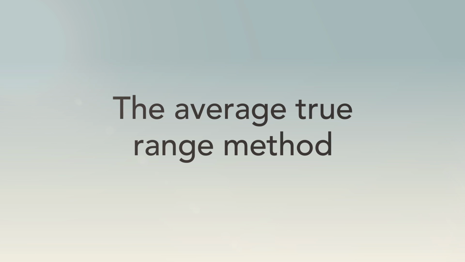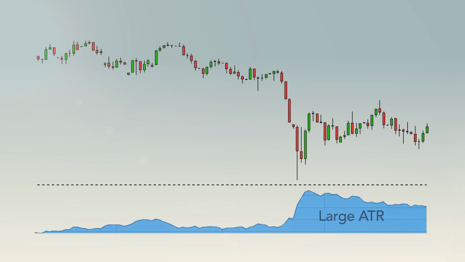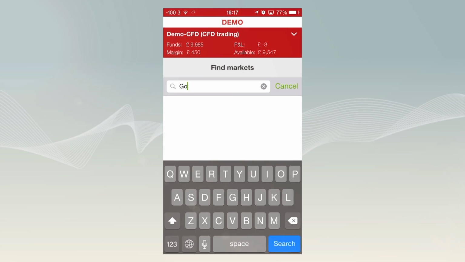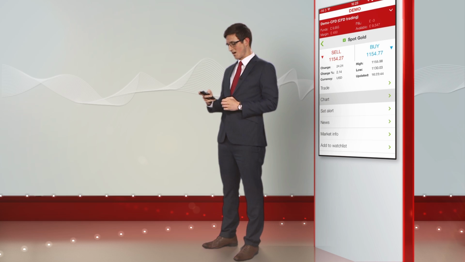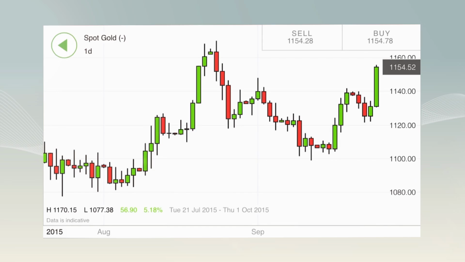Our last method is based on the average true range indicator. It reveals how volatile a market is over a specified period of time. A large ATR indicates high volatility, whereas a small ATR indicates low volatility. People use a percentage of the ATR to determine exactly where they want to place their stop loss. Let's take a look at the spot gold market. Let's take a look at the chart for spot gold to see exactly where we're going to place our stop loss utilising the average true range method.